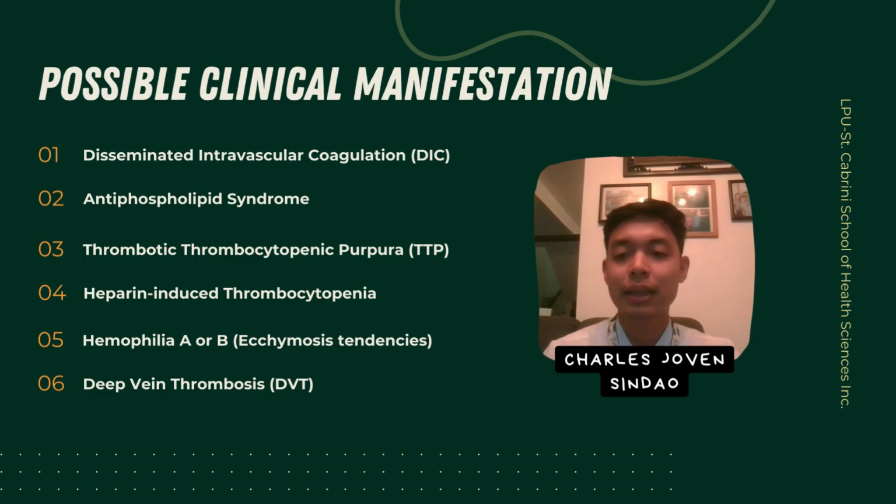Lastly, deep vein thrombosis or DVT. It is a medical condition characterized by the formation of a blood clot or thrombus within the deep veins of the body, typically located in our legs.